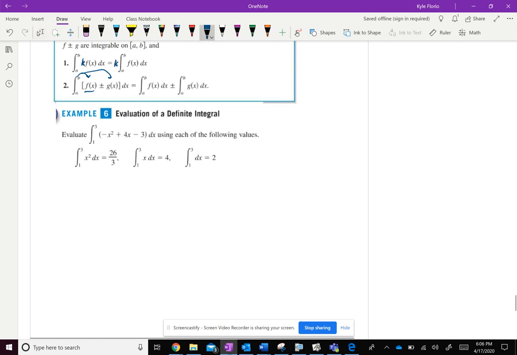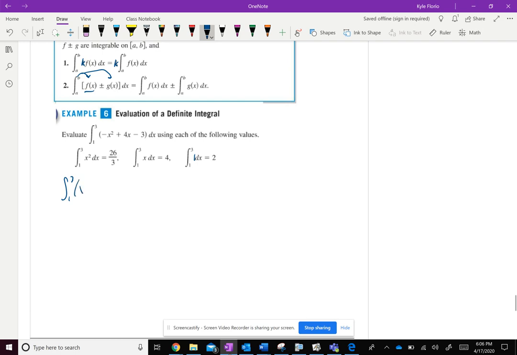definite integral of the function negative x squared plus 4x minus 3 dx using each of the following values. So we know the integral from 1 to 3 of x squared is 26/3. The integral of the function x from 1 to 3 is 4, and the integral from 1 to 3 of the function, you can think of this as 1 dx, is 2. How is that going to help us here? It's actually going to help us a lot.